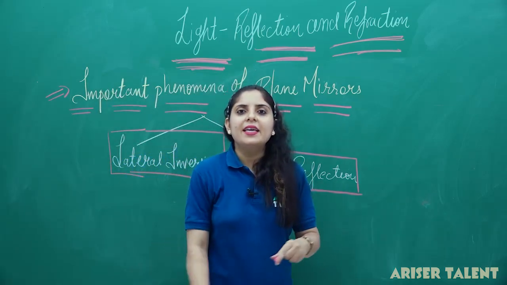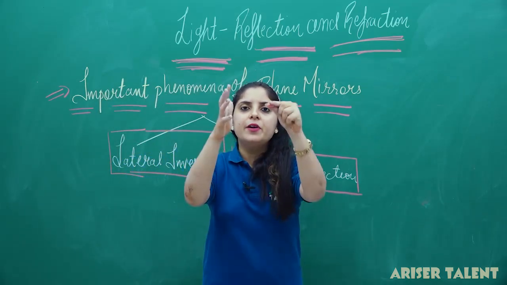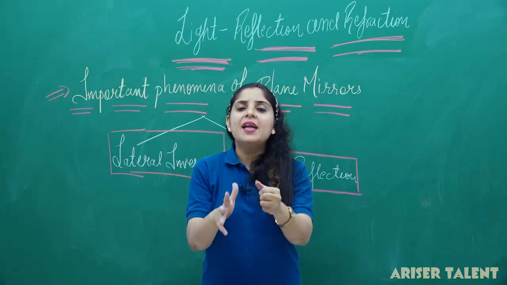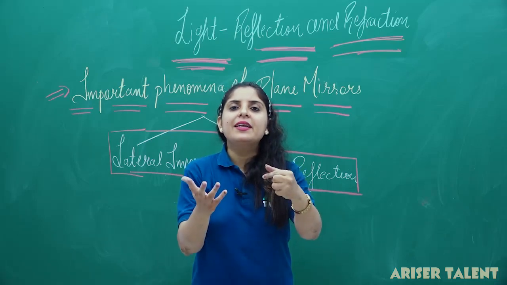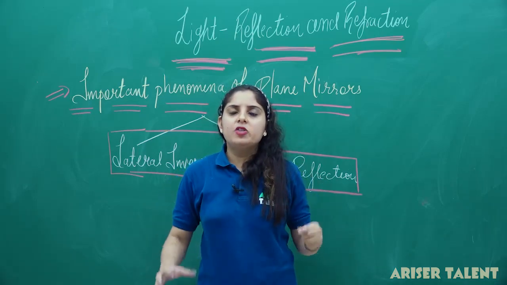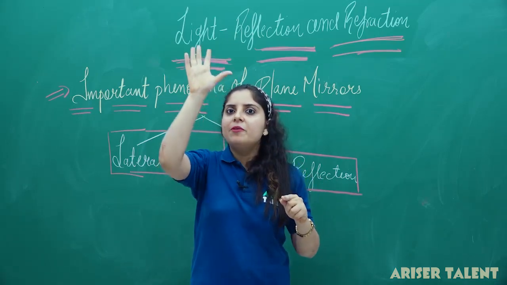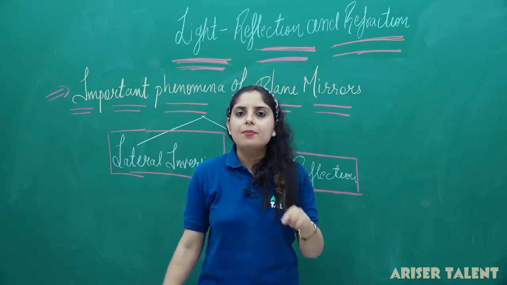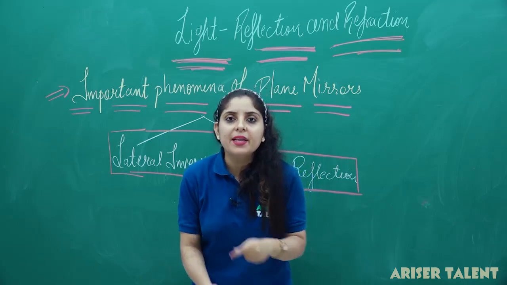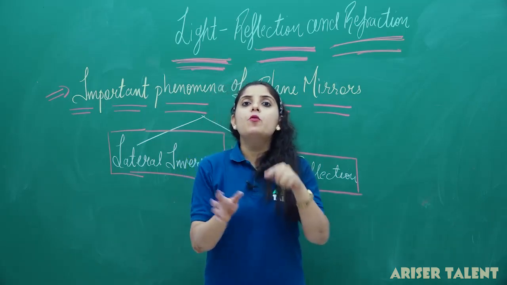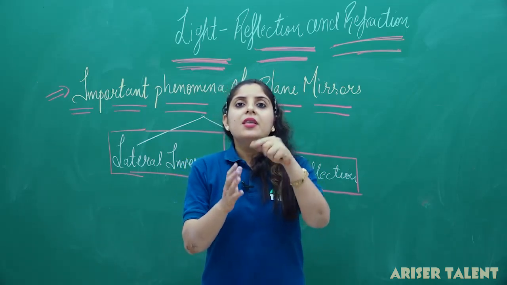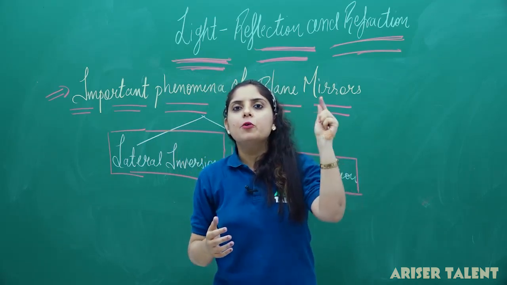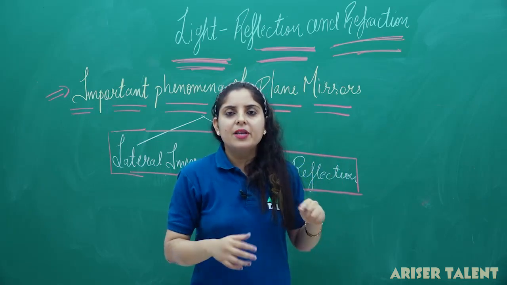Just imagine a case that you are standing in front of the mirror that is attached to your almirah. If I am standing in front of the mirror, I will get my erect image. It means the head is in the upward direction and the feet are in the downward direction. I am getting the same image as I am observing. But what will happen in case of the plane mirror if you are moving your left hand? This left hand will appear on the right in the image and the right hand will appear on the left side of the image.